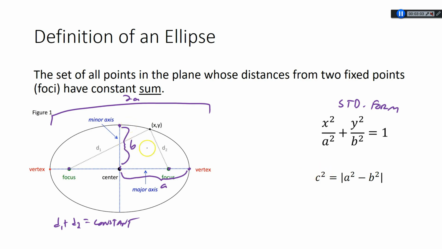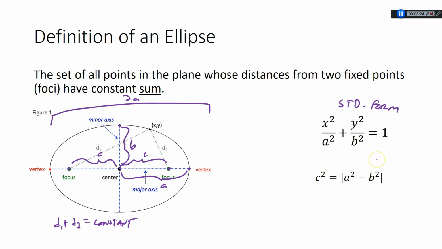And then c is the distance out to one of the focus points. So we have c there and we have c here. Just like we had on a parabola, the c value is how far it is from the center to one of the foci. So one of the focus points out there. So we have some relationships. c squared is always the absolute value of a squared minus b squared.